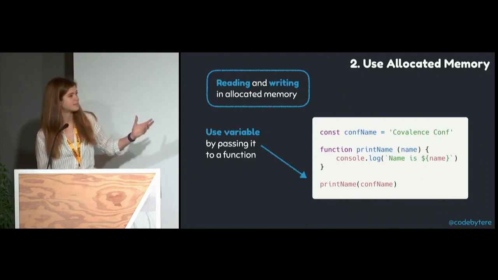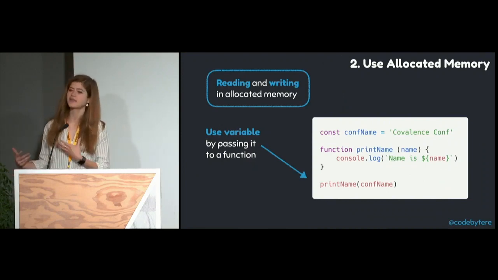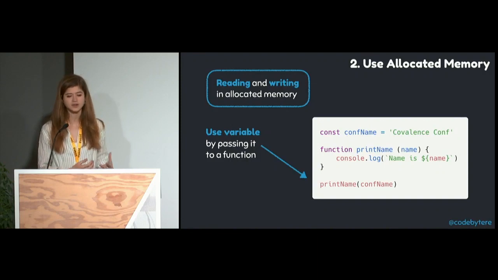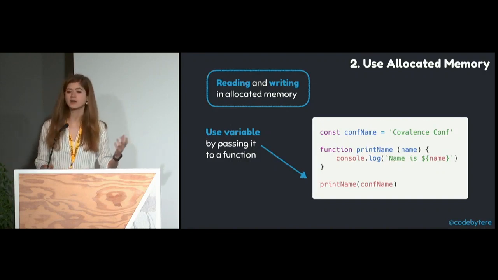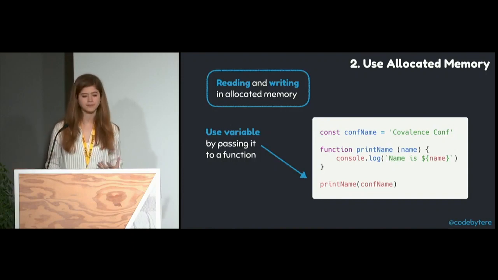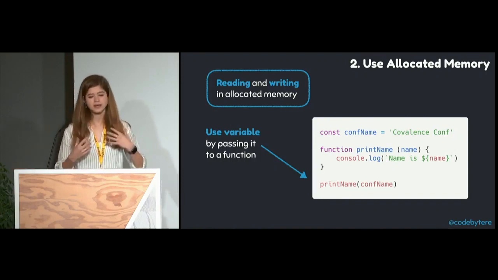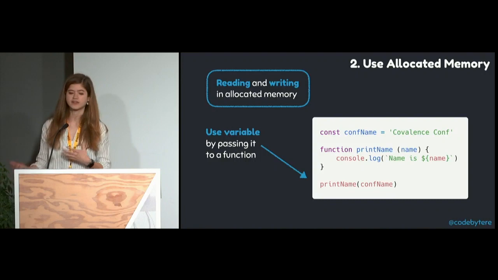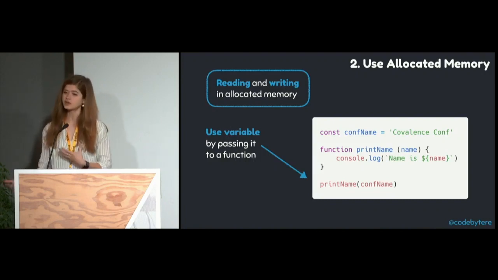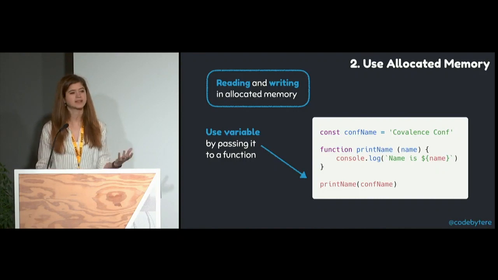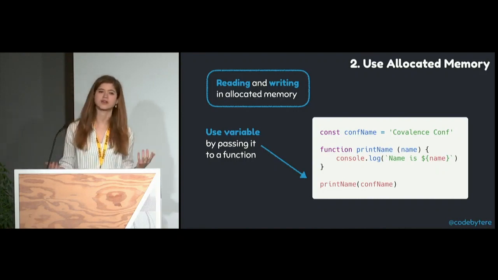This next step is the step that's done by the user regardless of language. Using allocated memory takes the form of reading or writing in allocated memory. For example, here we allocate some memory for a string, which we set to CovalenceConf. We then use this allocated memory by passing it to a function, which logs that string to console.